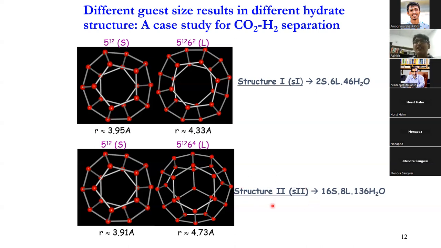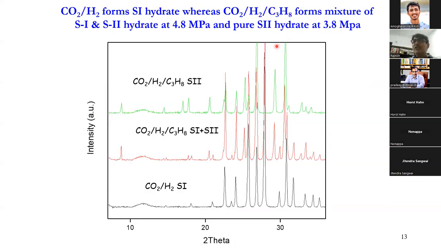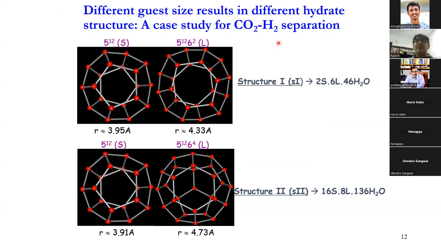There are reasons why it would form a structure 2 hydrate, but today I'm not going to focus on that. And CO2 likes to form a structure 1 hydrate. So when you are using a mixture of CO2 and hydrogen, the first question that comes to your mind is whether it is a structure 1 or a structure 2 which we are forming. So that you can very easily determine by powder X-ray diffraction, whether you are forming a structure 1 or a structure 2. Why is it important? I'll tell you why it is important.